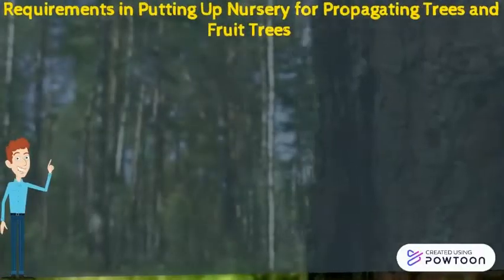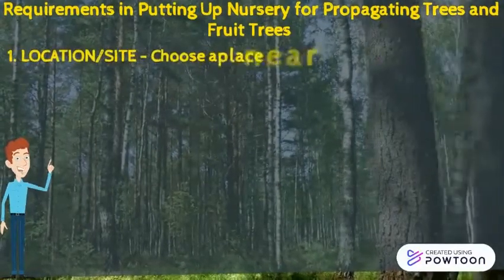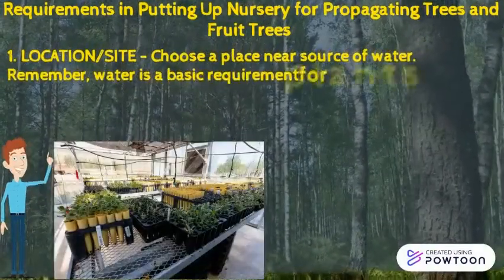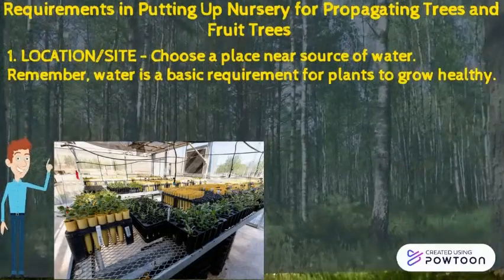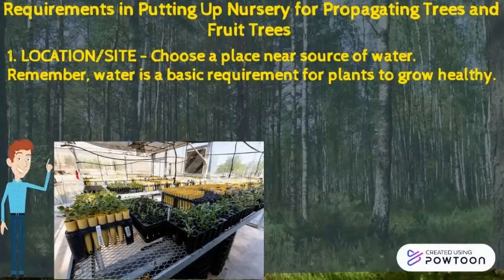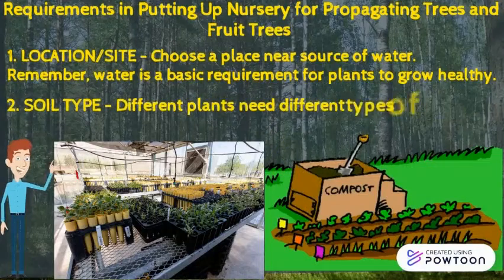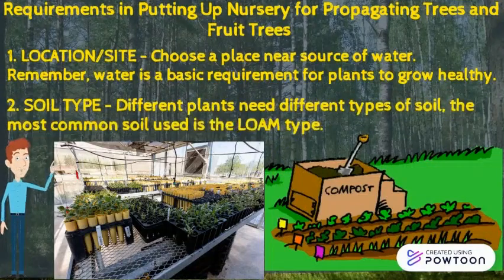Requirements in putting up a nursery for propagating trees and fruit trees. Number 1, location site. Choose a place near a source of water. Remember, water is a basic requirement for plants to grow healthy. Number 2, soil type. Different plants need different types of soil. The most common soil used is the loam type.